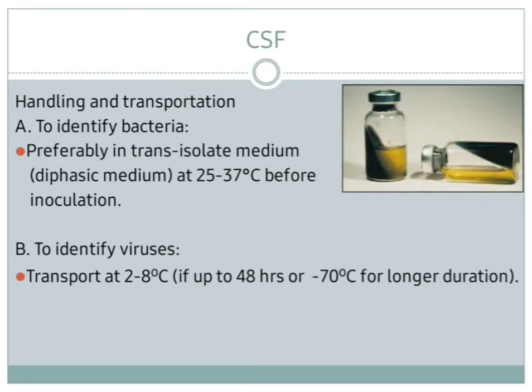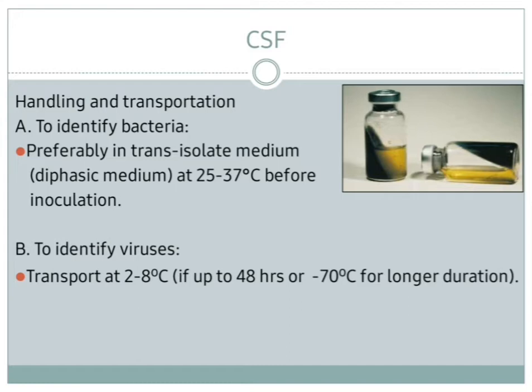This medium is called trans isolate medium, also known as a diphasic medium. The trans isolate medium has two types of medium: the slant, which is agar, and the broth, which is liquid. As you can see, it contains two types of medium, agar and broth. So trans isolate medium is the best medium that is used to transfer the specimen that is taken from the lumbar puncture, which is the cerebrospinal fluid.